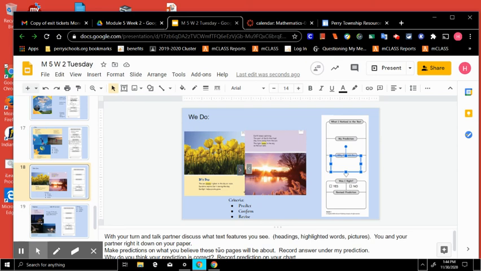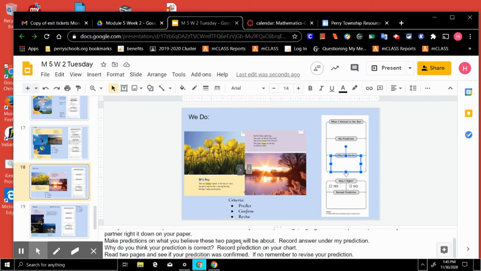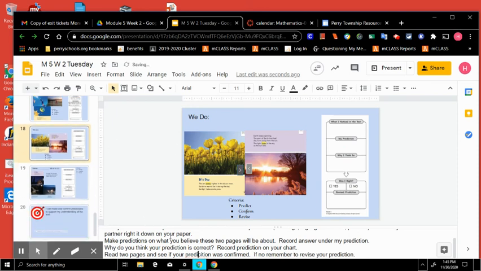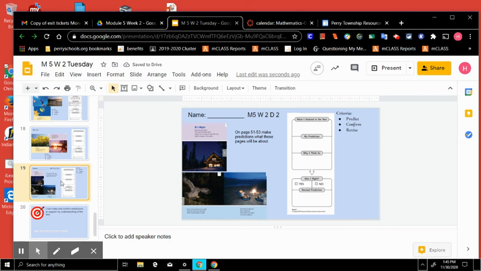So think about your text features. Think about your highlighted words. Make predictions, what you believe is going to happen on these two pages. Sorry, I have misspelled words down here. Okay. And on here, this is our exit ticket, and this also will be on Canvas under exit ticket for tomorrow, Tuesday, December 1st. You'll look at these pages on page 51 and 53.